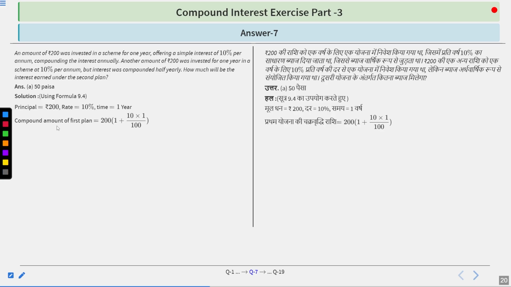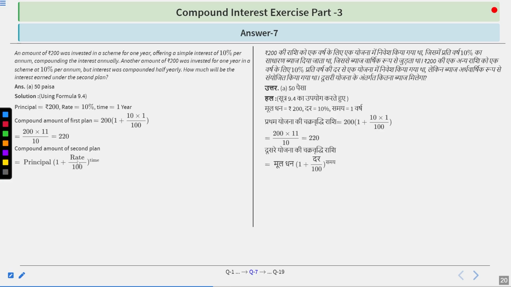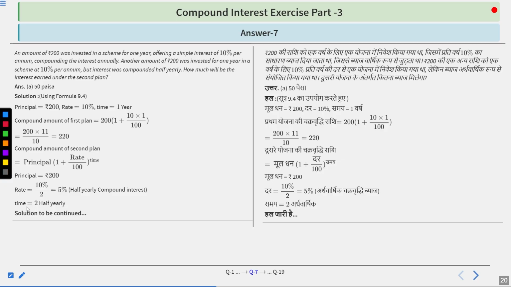So the compound amount on the first plan is equal to 200 into 1 plus 10 upon 100, that is 200 into 11 upon 10, that is equal to 220. The compound amount on the second plan is principal into 1 plus rate upon 100 power time. Principal was 200, rate was 10% annually, but we have to find half yearly, so the rate is half of the given rate, that is 10 upon 2, that is 5%. The time period is going to be 2 half years, because time was 1 year, and in 1 year we have 2 half years of 6 months.